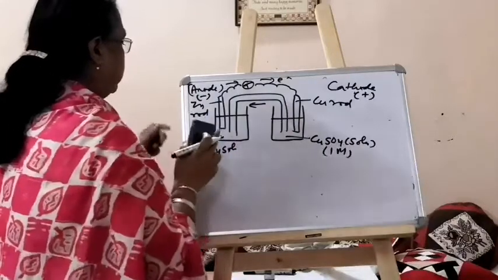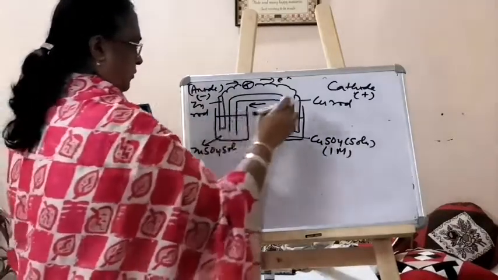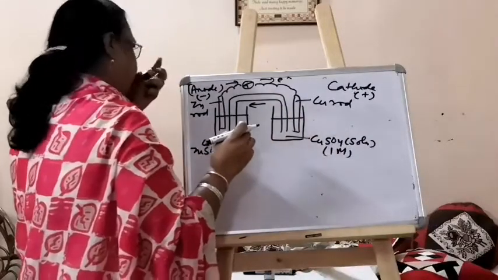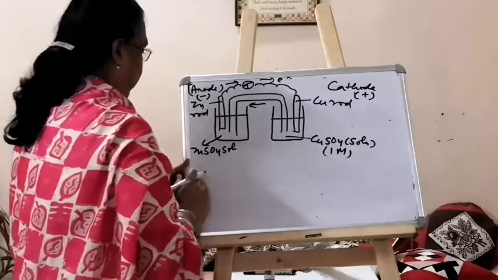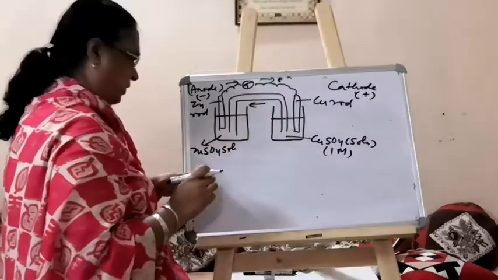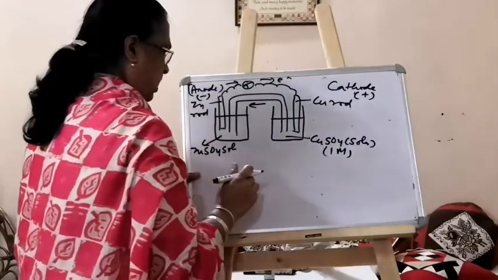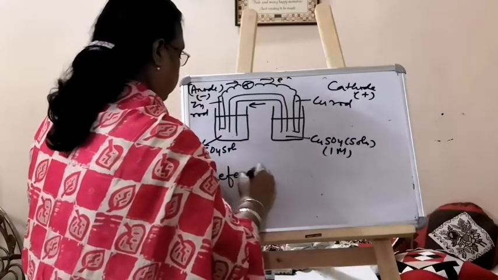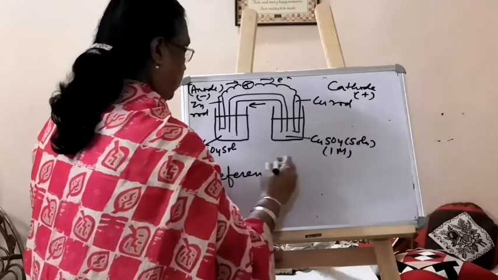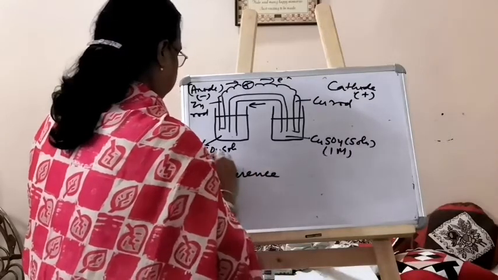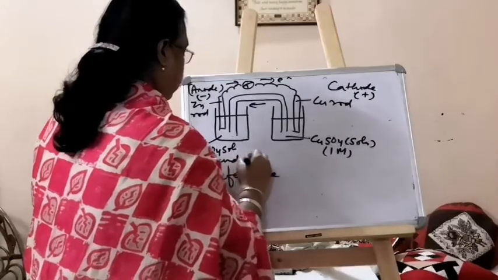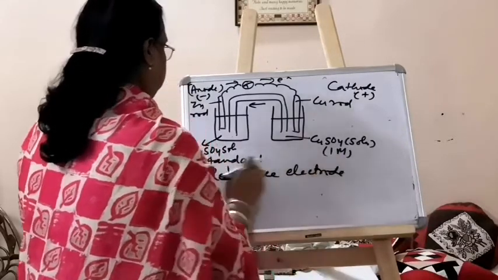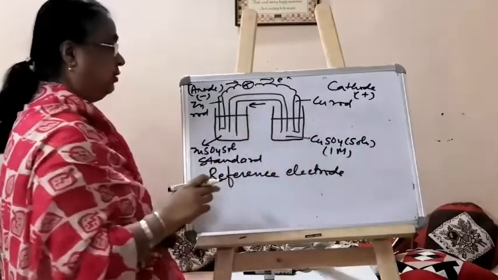So for that, one half cell potential is to be kept at 0, and that is called the standard reference electrode. I am going to tell you how this standard reference electrode is made.